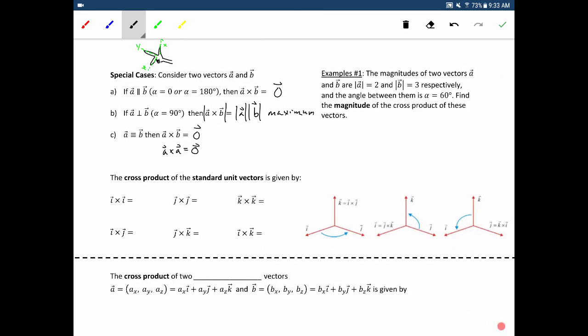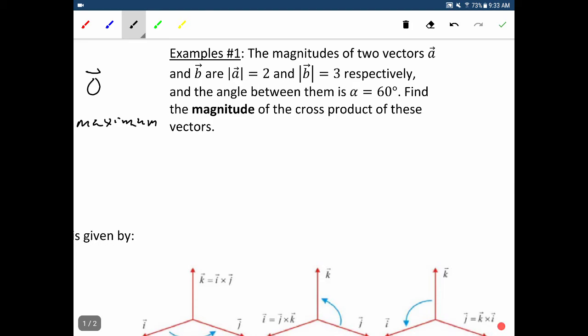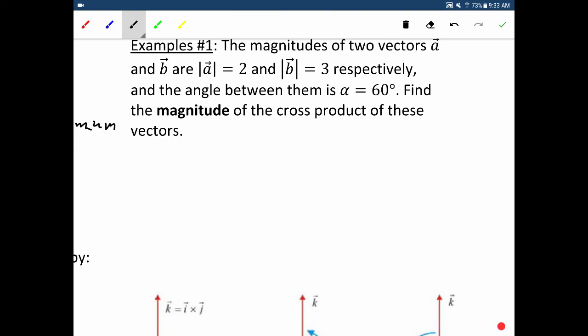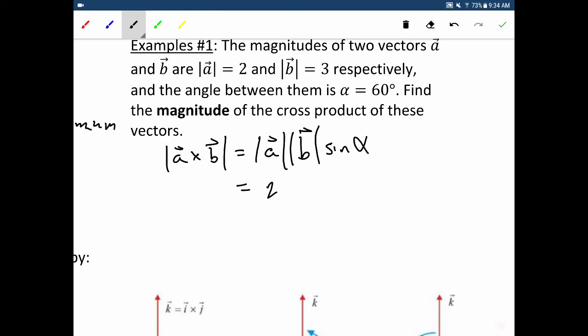Anyway. So example number 1, the magnitudes of two vectors are 2 and 3 respectively. The angle between them is 60 degrees. So we're going to find the magnitude of the cross product for these vectors. So this is fairly straightforward. We're just going to say A cross B, and use that formula that I gave you. You take the magnitude of A, multiply it by the magnitude of B, and then multiply it by sine of the angle. Okay? So we're just going to get 2 times 3 times sine 60.